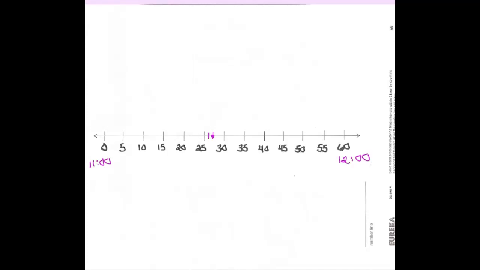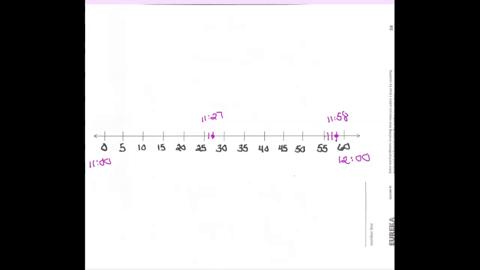And then she stopped at 11:58. So here's 55, 56, 57, 58. Mark our times here so that we remember. How many minutes does she work on her scrapbook?